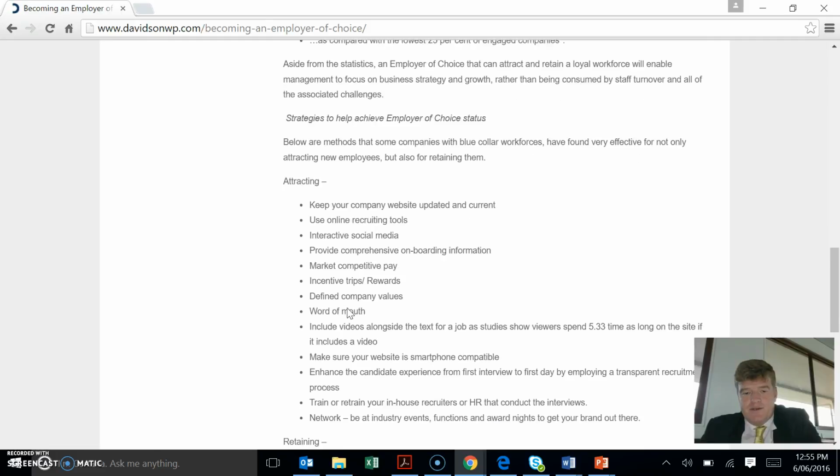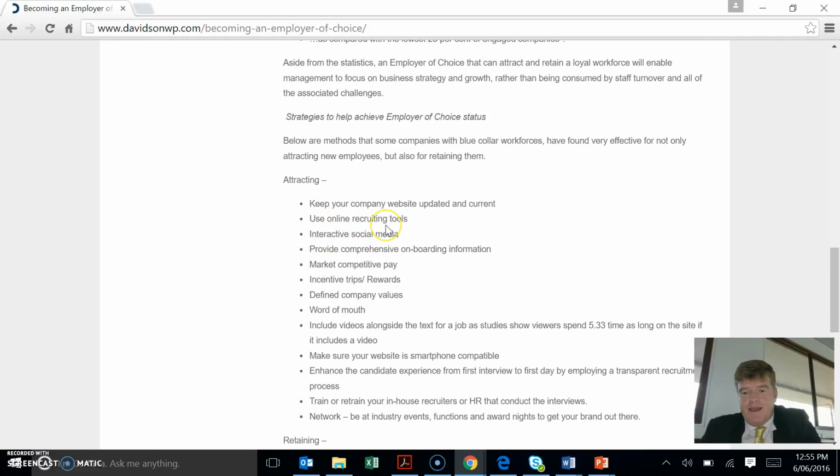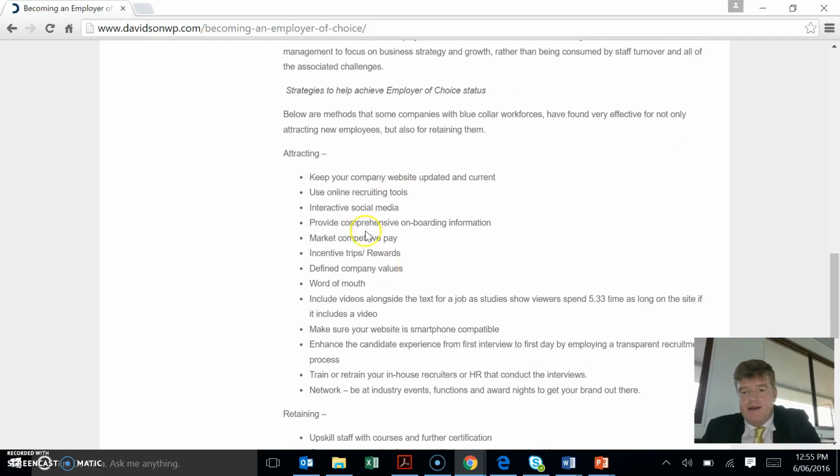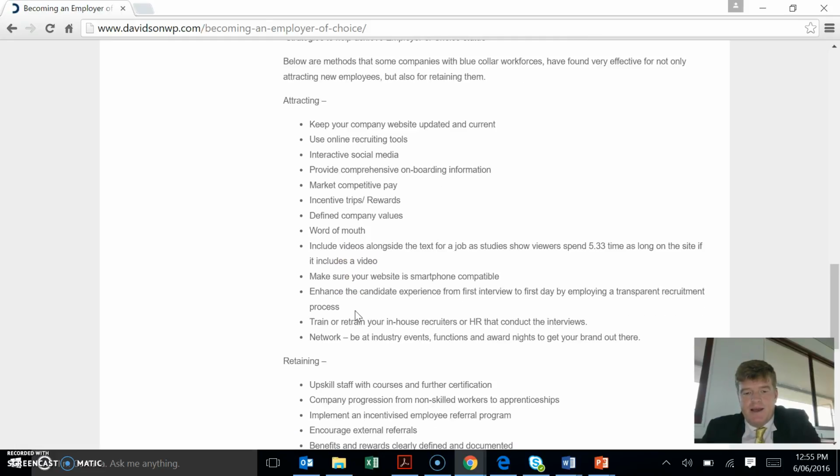It's an interesting article because it goes on to look at how you would go about it in a model similar to our employment lifecycle model. So it starts with how do you attract people? You've got a lot of online tools to start with, pay, incentives. Videos seem to be quite significant in attracting attention. They talk about a smartphone compatible website, and having in-house recruitment human resources that conduct the interview.